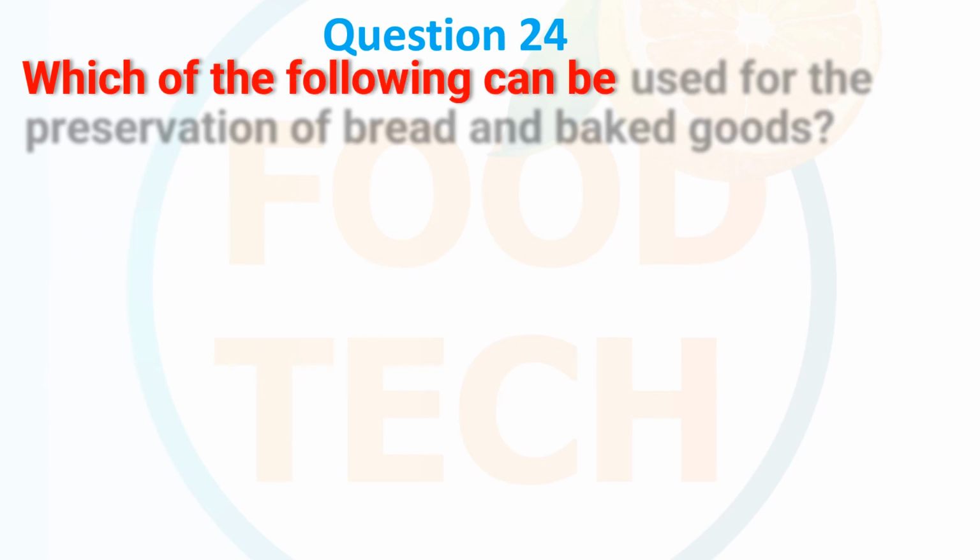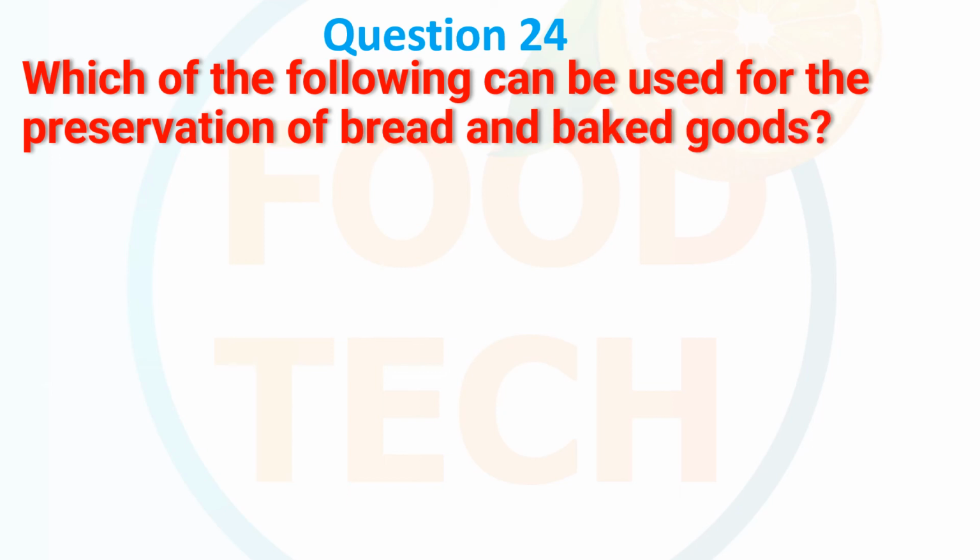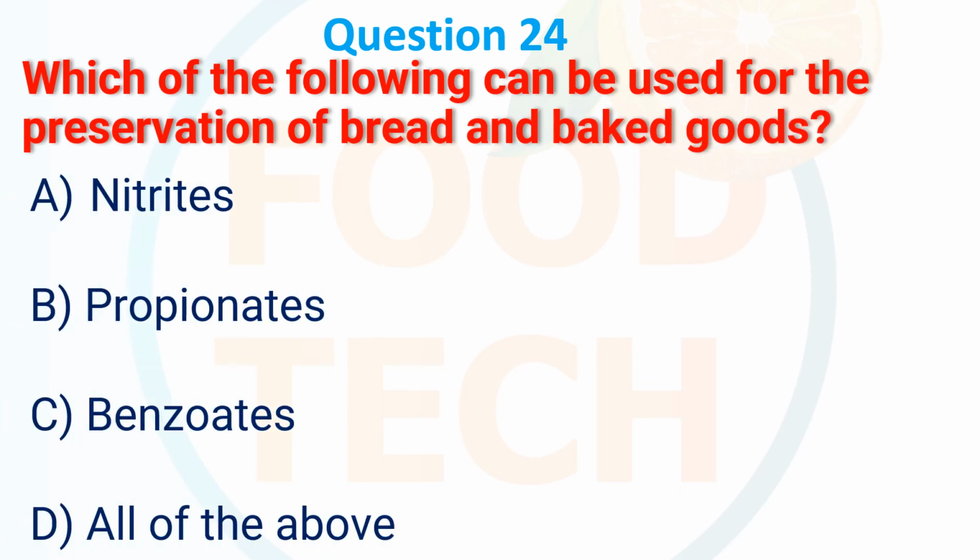Which of the following can be used for the preservation of bread and baked goods? A. Nitrites. B. Propionate. C. Benzoate. D. All of the above. The answer is B. Propionate.